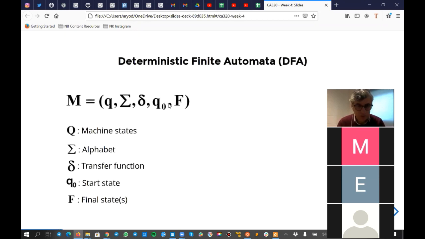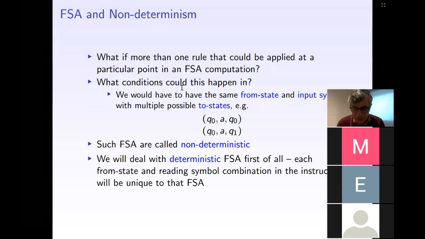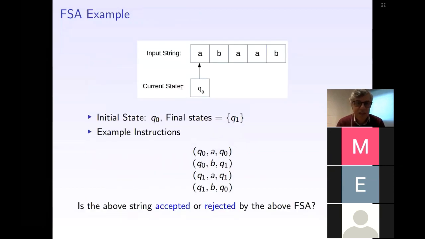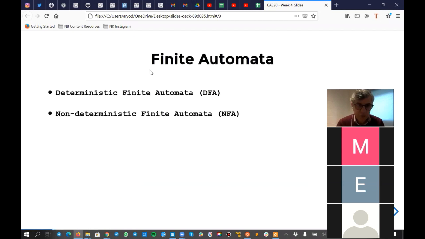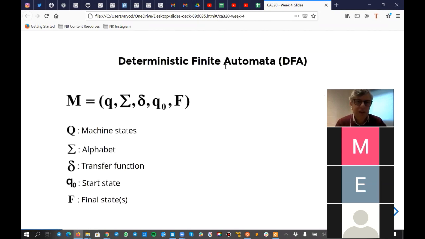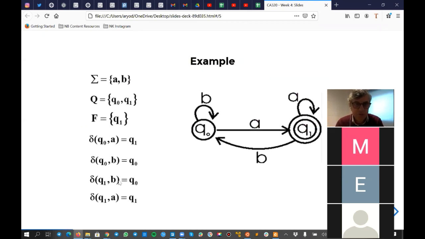What we have talked about so far has been DFA, deterministic finite automata, but it could be non-deterministic. Like I said, finite automata are defined by different things. It could be capital Q, the states of the machine, the alphabet we take, the transition function to move from state to state, the initial or start state, and F, which is the final state. That's the whole story.